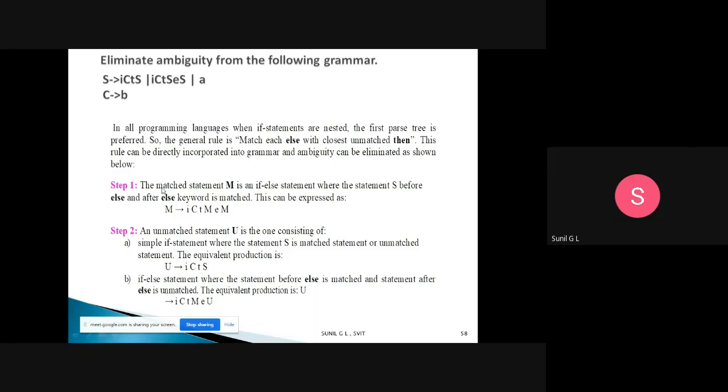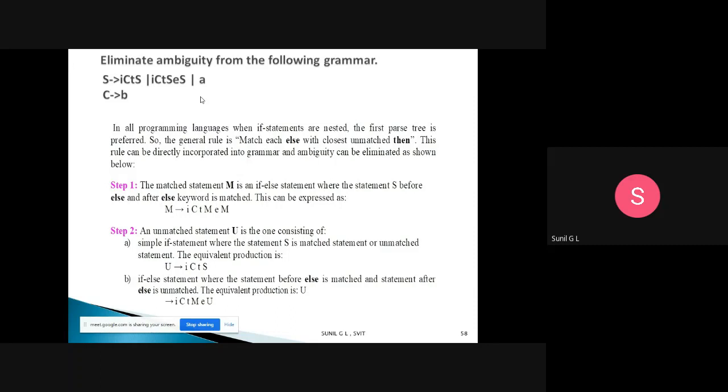Here we will take care of two things: matched statement and unmatched statement. The matched statement will be represented as M, and the unmatched statement as U. They have given iCtSeS. A matched statement is an if-else statement where the statement before else and after the else keyword is matched. When you replace this S with iCtS, you will get a nested if-else, and then we get the concept of ambiguity, the dangling else problem. So we need to remove that.